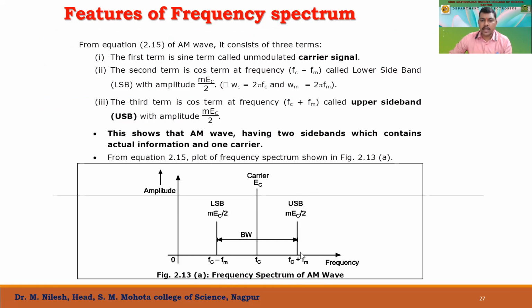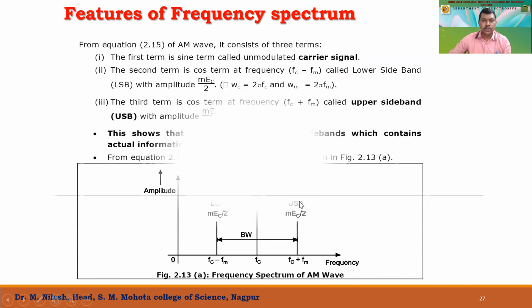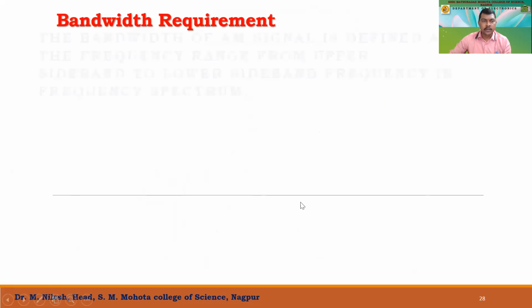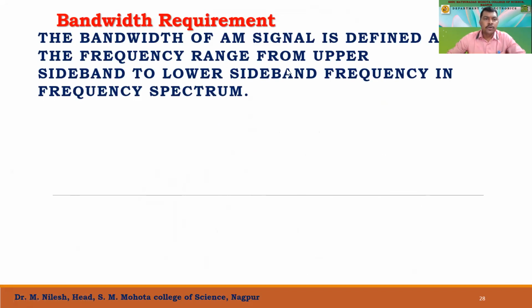If you subtract this higher frequency with this lower frequency, you will get all the frequencies which are available over here, and we call it the range of the frequencies. This particular range of frequency is called the band of that particular frequency, right? So that is shown over here. Okay, so this is the bandwidth of the AM signal, which is defined as the frequency range from the upper sideband to the lower sideband frequency in the frequency spectrum.